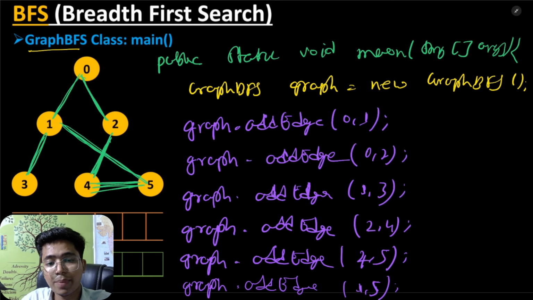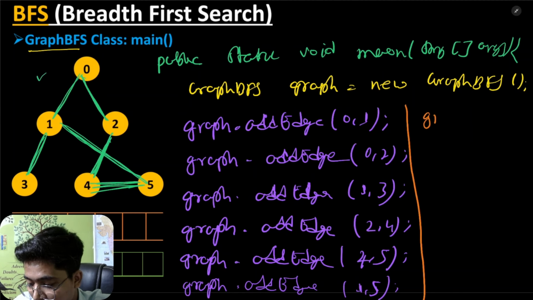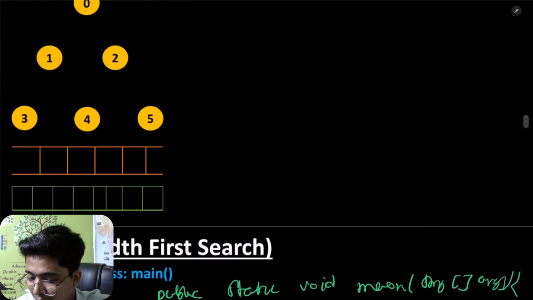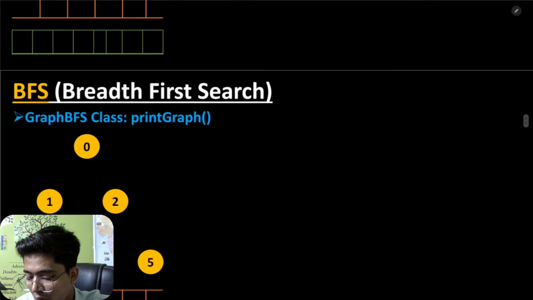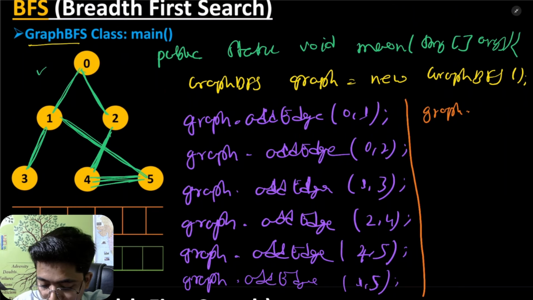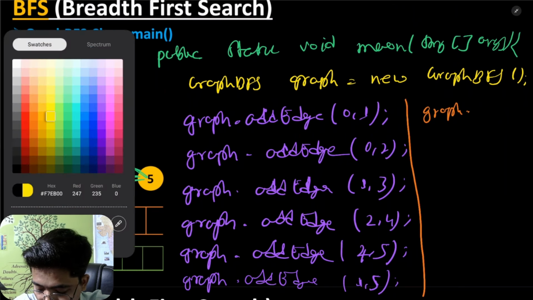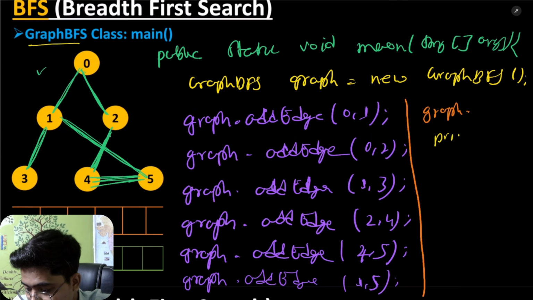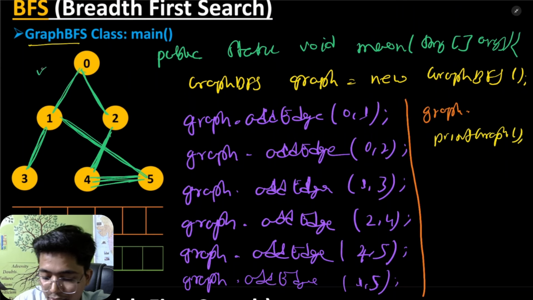Now we have to start the graph BFS process. So before that we should print this graph. For that we'll be calling simply the method, graph.printGraph. The name of the function is printGraph. And once we call this function, the entire graph will get printed out.